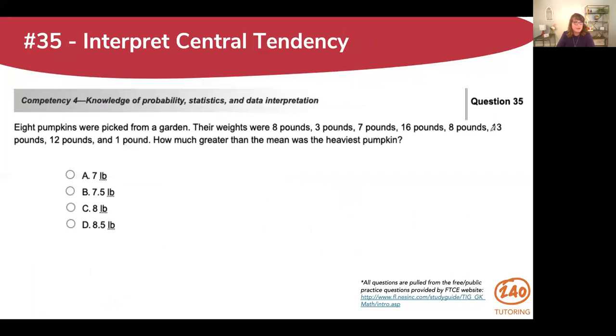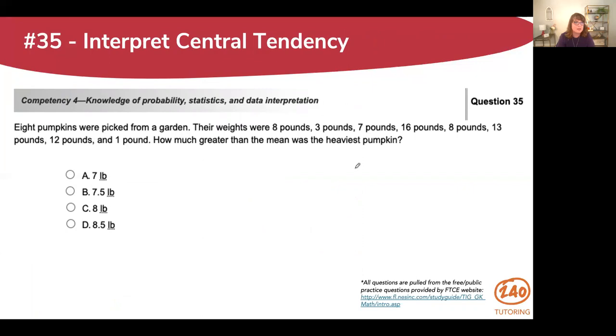All right. So this one, it requires just some good reading. Just read carefully. 8 pumpkins were picked from a garden. Their weights were 8 pounds, 3 pounds, 7 pounds, 16 pounds, 8 pounds, 13 pounds, 12 pounds, and 1 pound. How much greater than the mean was the heaviest pumpkin?